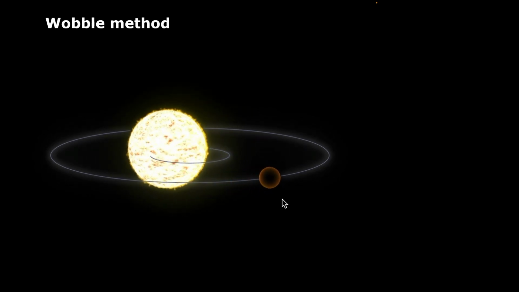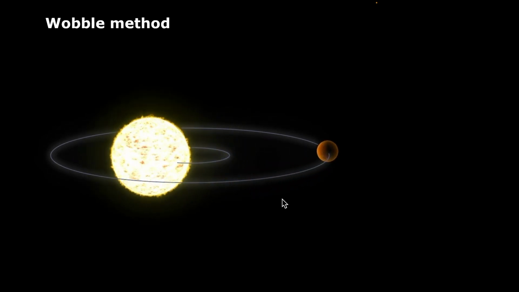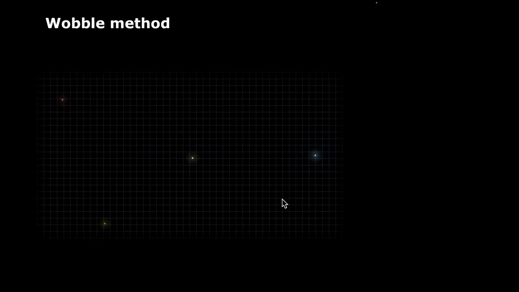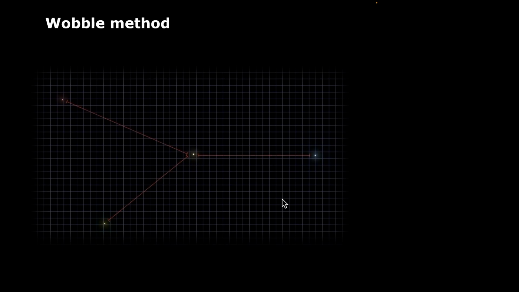Let's talk about the wobble method first. Stars normally move in a straight line, but if they are tugged upon by an exoplanet, they will appear to wobble as they move. It's very subtle. It's very difficult to detect minute changes in star positions, especially for distant stars. Plus, you need to have a massive enough exoplanet to affect the orbit of the star itself. The wobble method is also called the astrometry method.